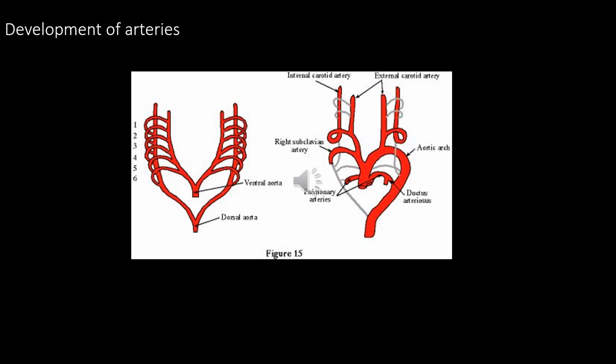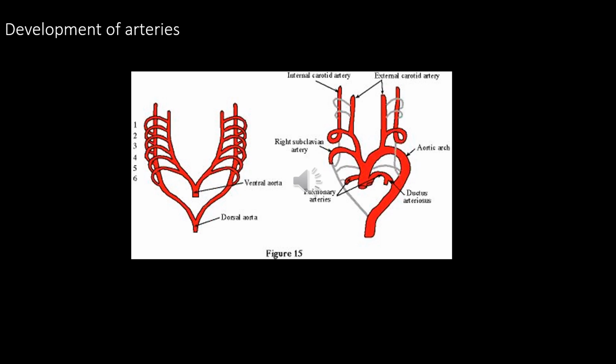The left recurrent laryngeal nerve, which is longer, understandably because it is coming from the thorax and then ascending to the neck to supply the left vocal cord, will be hooking around the ligamentum arteriosum, which is a remnant of the ductus arteriosus.